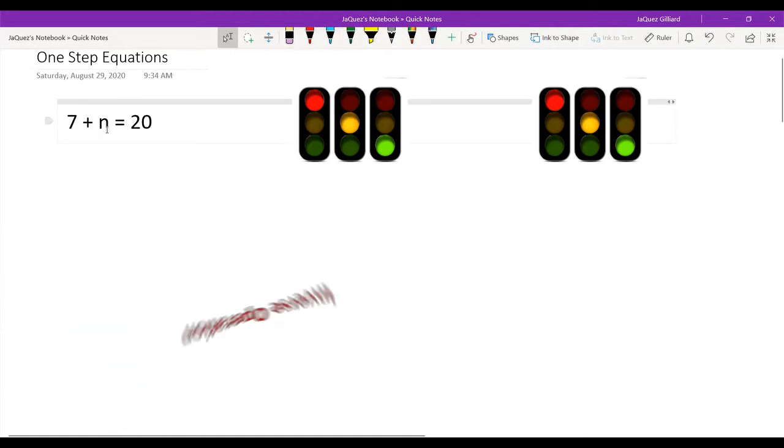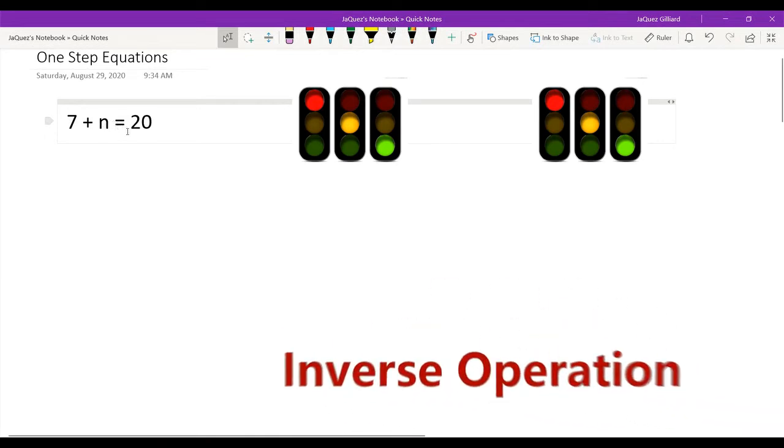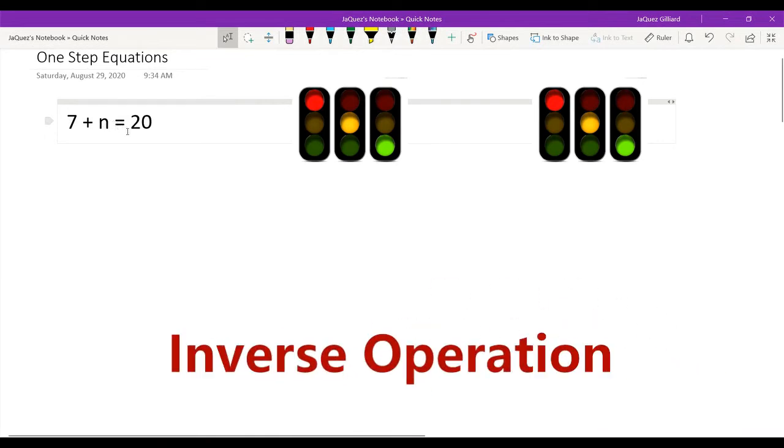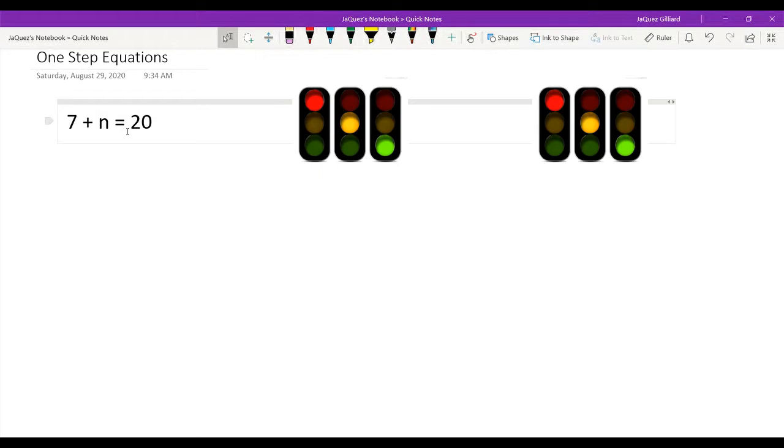So in order to do that, we must do what we call the inverse operation. Inverse simply means the opposite. So we are going to do the opposite of what has been done. We have 7 plus n equals 20. Now I'm going to leave the n on the left side. I can move it to the right side, but I like to leave the n on the left side.